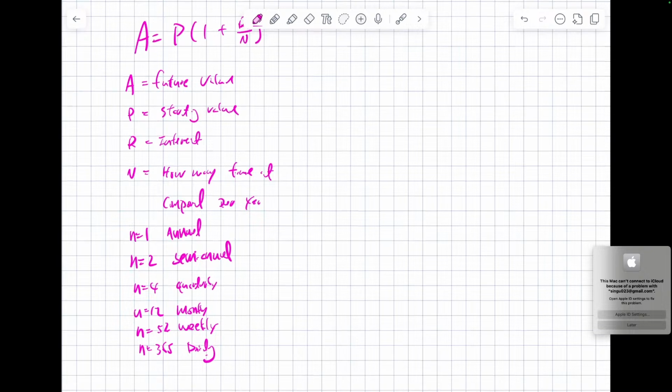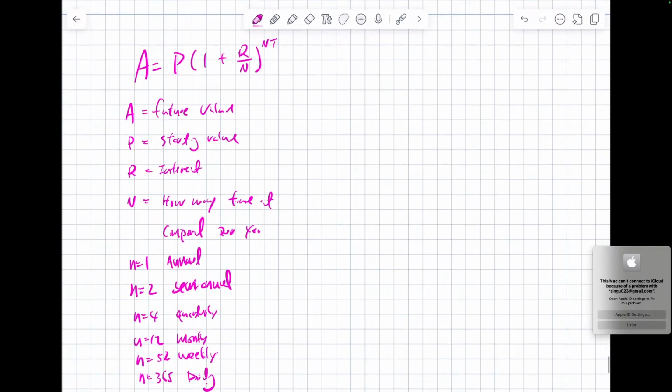Okay. How about continuously? Which equation do I use for continuous compounding? A equals P e^(rt). So that is a little bit different. P e^(rt) is the one that I will use if it's compounded continuously.